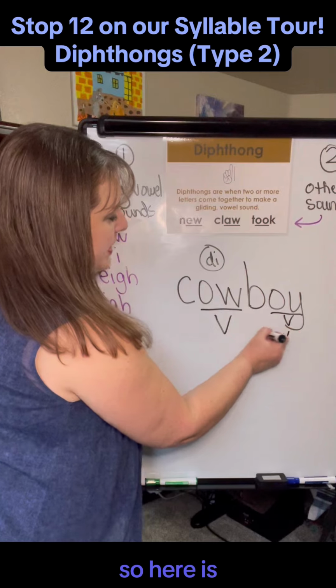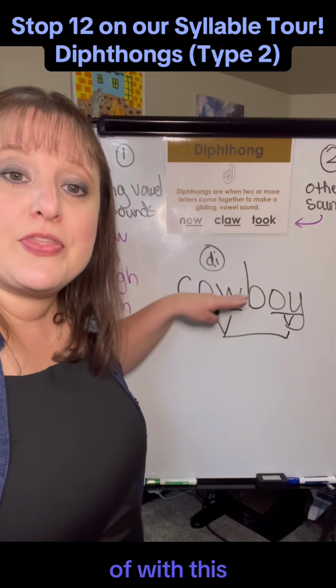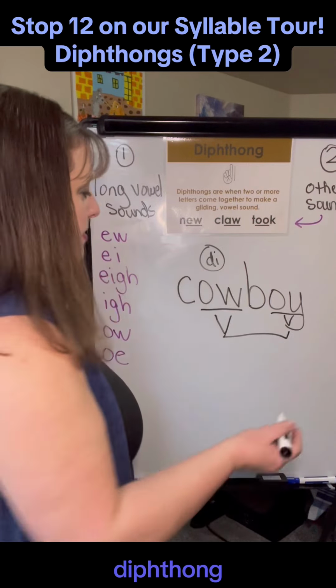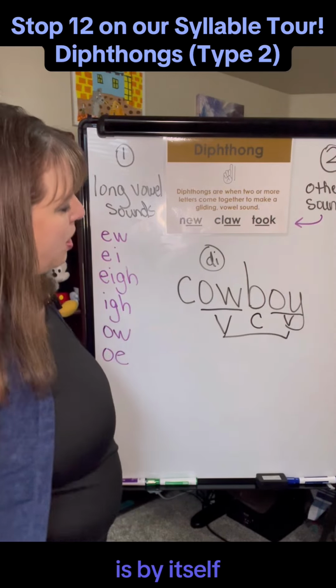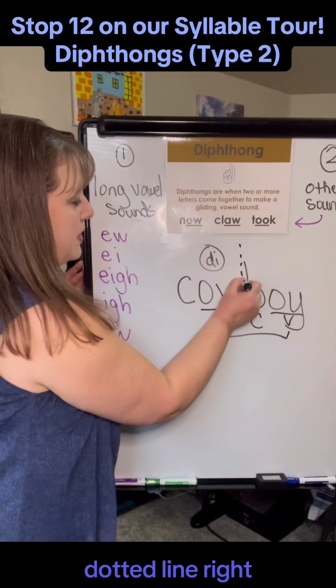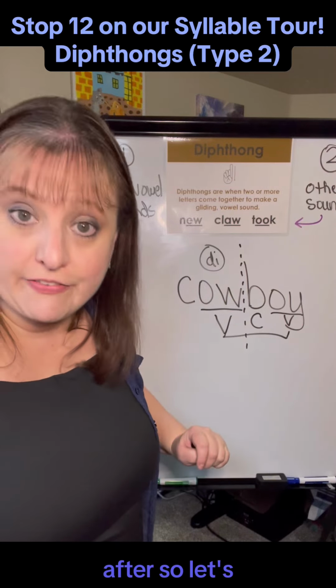All right, so here is our bridge. The W is already taken care of with this diphthong. We do not need to label that as a consonant sound because it's already part of the diphthong. But the B is by itself. All right, where do we divide it? When we see one C on a bridge, we do the dotted line right before. And if it's not a word we know, we'll move it after.